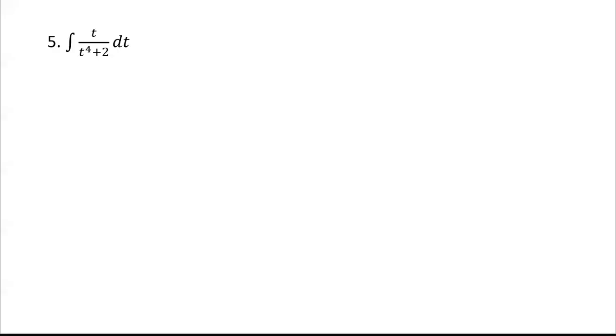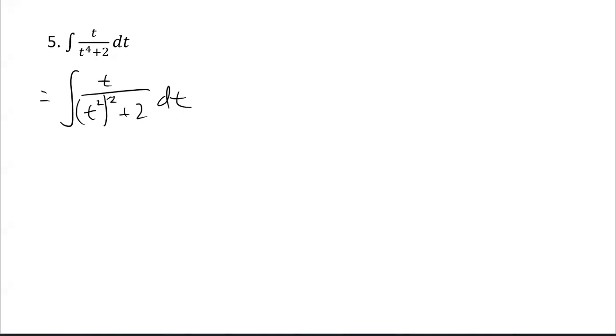Number 5, integral of t over t to the fourth plus 2 dt. How can we solve this one? Can we do a substitution? I see one that's possibly doable. We just have to rewrite this integrand a little bit. So why don't we write t to the fourth as t squared squared, like this?